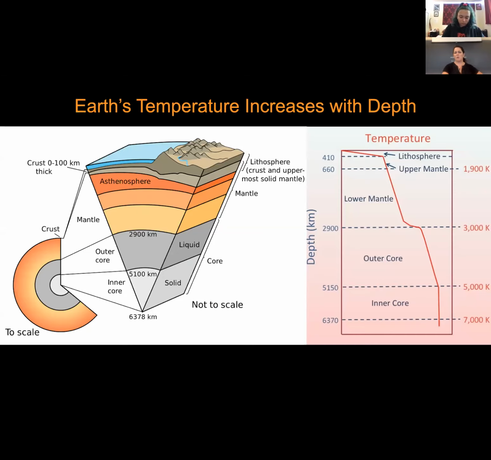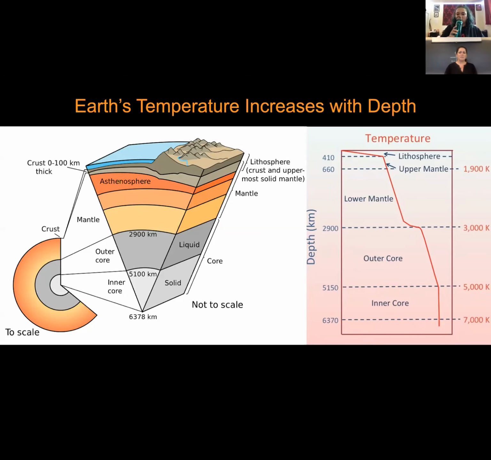I put this diagram on here that shows temperature compared to depth. Look on the right-hand side of the screen: it's broken into lithosphere, upper mantle, lower mantle, outer core, that's the liquid outer core, and solid inner core. And look at the temperatures it puts on there. Now it's using scientific units of Kelvin.